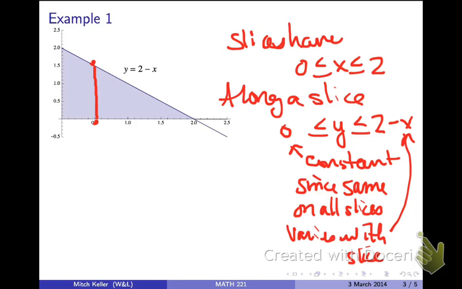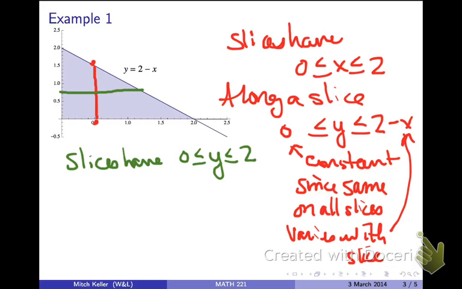Now let's take a look. This region works just as well with horizontal slices. And here you get a slice for every value of y between 0 and 2. And along a slice, x starts at 0 for all of them.